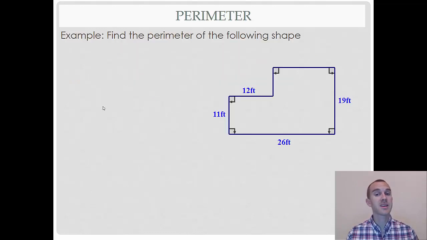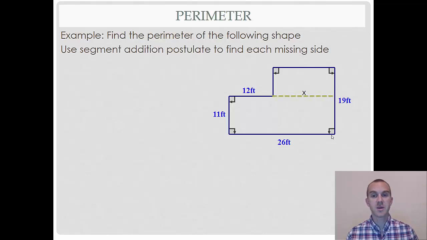Now we can look at more complex problems with perimeter as well, say sides are missing. However, based on the images, we should be able to glean out how to find those missing pieces to help us find the total perimeter. For example, in this problem, we see that we have all of these corners marked as right angles. What this helps me recognize is that I can draw in missing sides to help us look at lengths. And I can use my segment addition postulate then to help me find that missing side length.